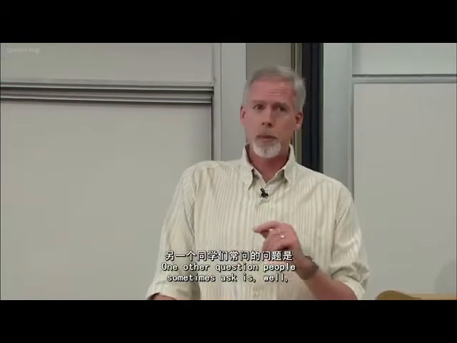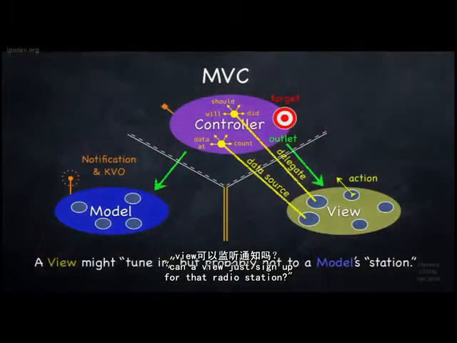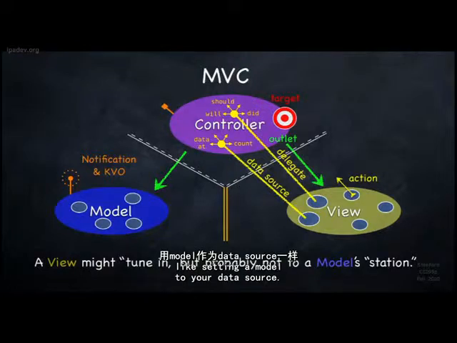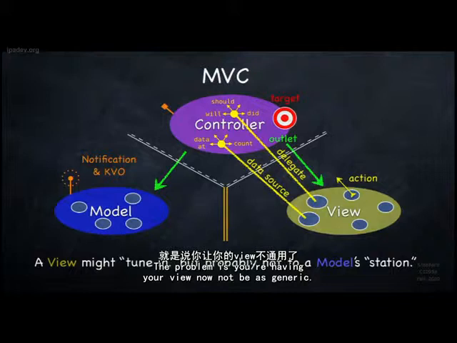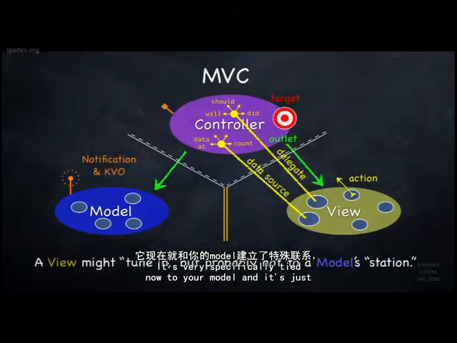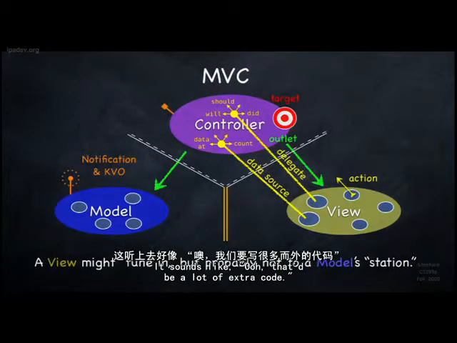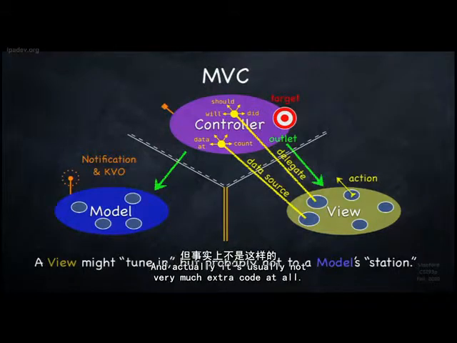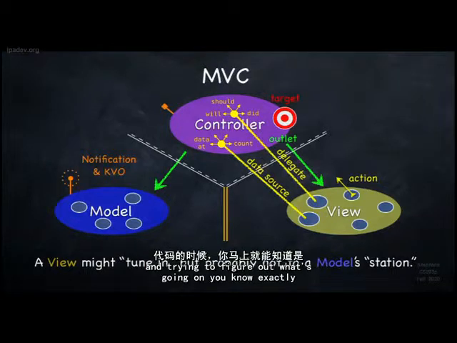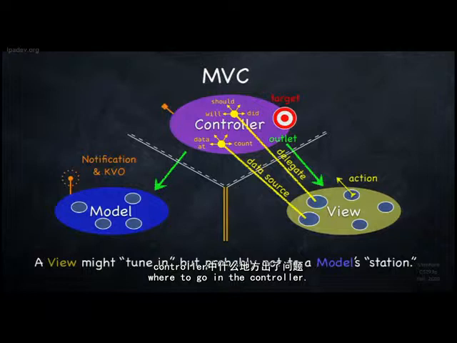One other question people sometimes ask is, well, can a view just sign up for that radio station? Okay, but again, that's just like setting a model to be your data source. The problem is you're having your view now not be as generic. It's very specifically tied now to your model, and it's just as easy to have the controller manage it. It sounds like, oh, that'd be a lot of extra code. Then actually, it's usually not very much extra code at all. Okay, and it's important code because when you're debugging it, trying to figure out what's going on, you know exactly where to go in the controller.